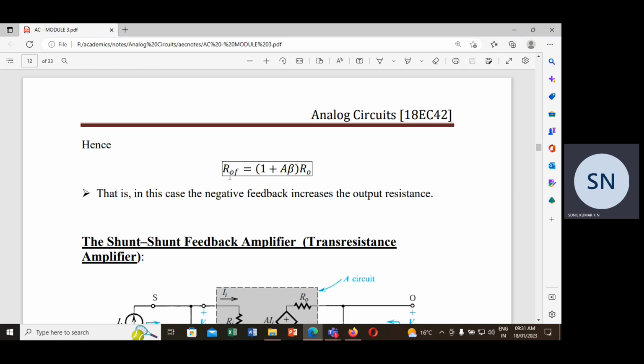Opposite of this is series-shunt. So shunt across the input means input resistance will be reduced, output resistance will be increased. This is what you have to learn.